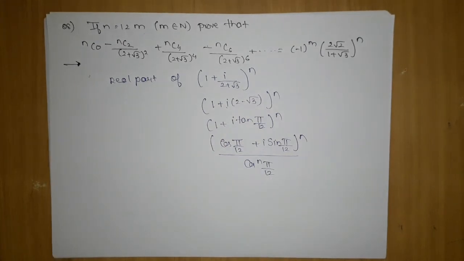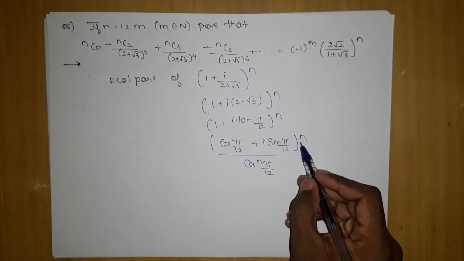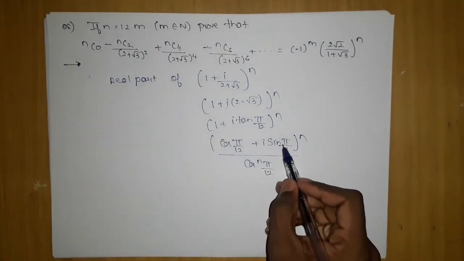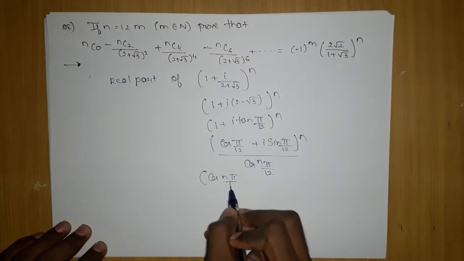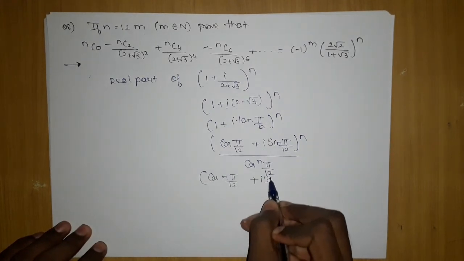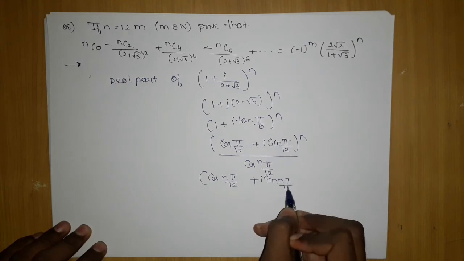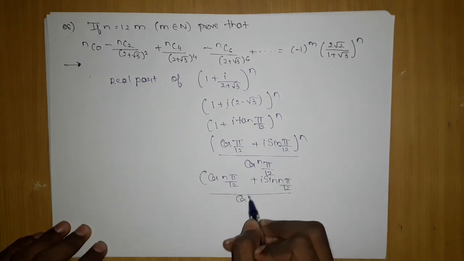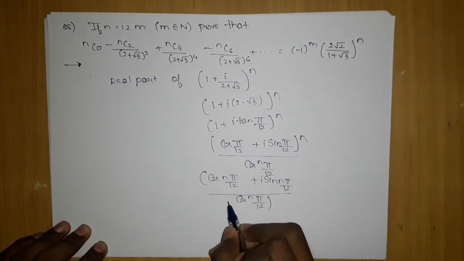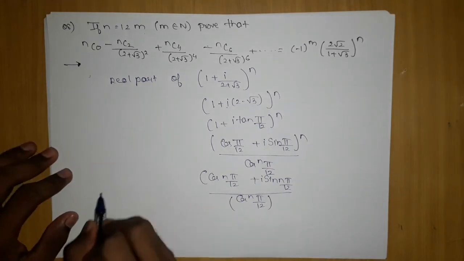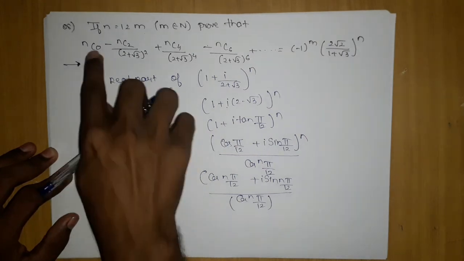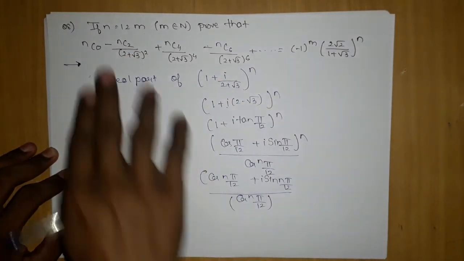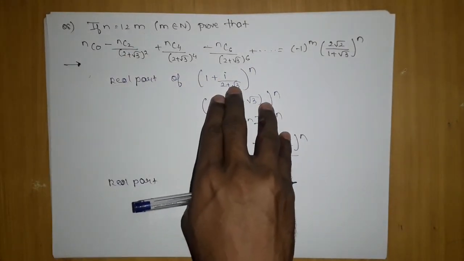Now by de Moivre's theorem, we can move this n inside. If we do that, I will be left with cos n pi by 12 plus iota sine n pi by 12, the whole upon cos n pi by 12. Now remember, we required the real part. This is nothing but the real part, and this is the imaginary part.